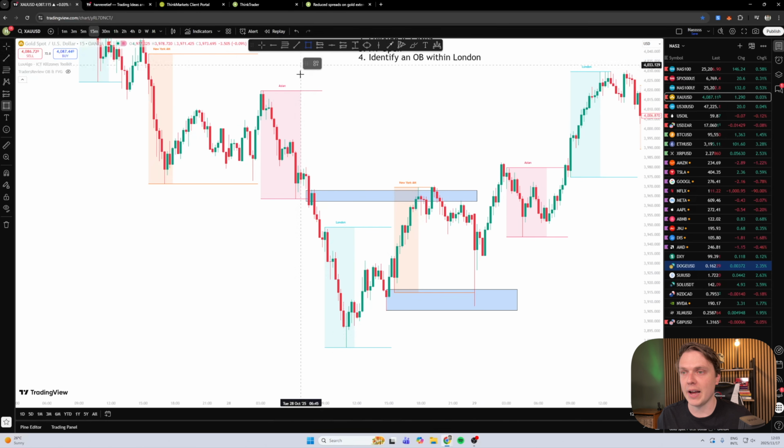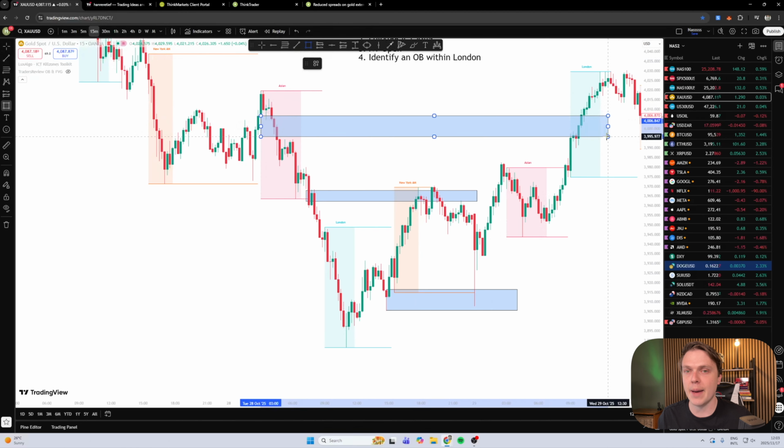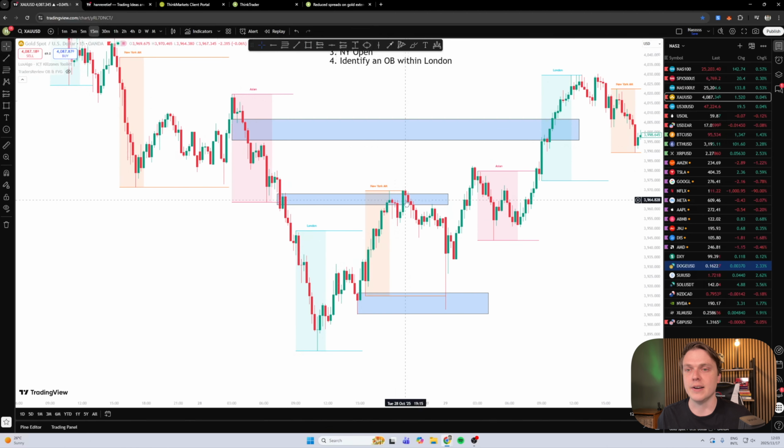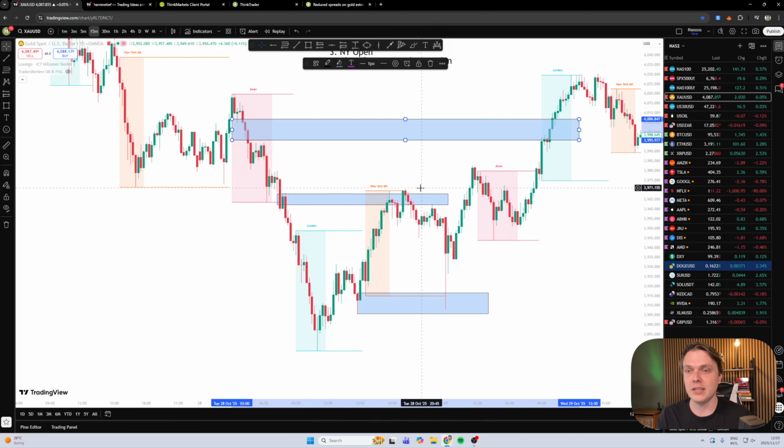You can even go higher with all these fair value gaps, etc. These are nice TP zones for you to choose. TP1, TP2, even the top of Asia here, TP3. So now you can see how it correlates.